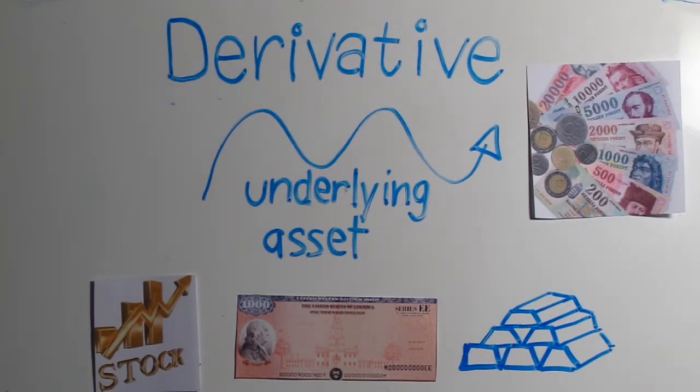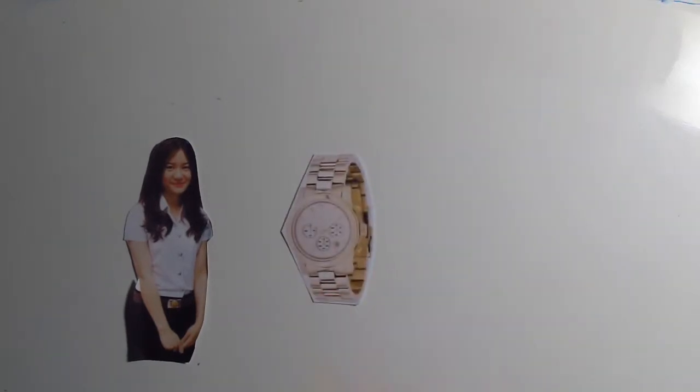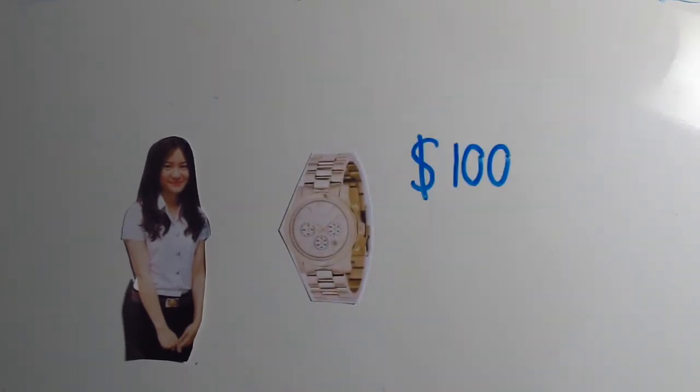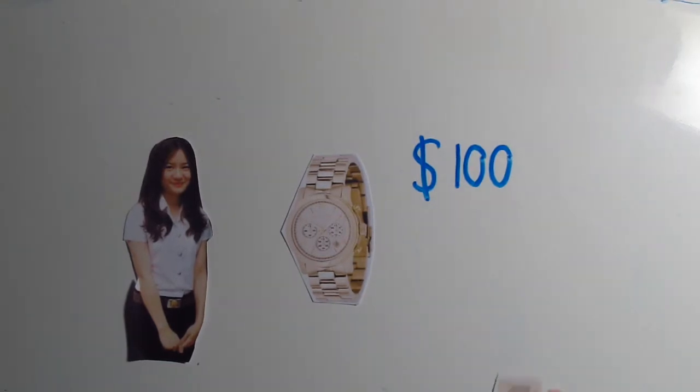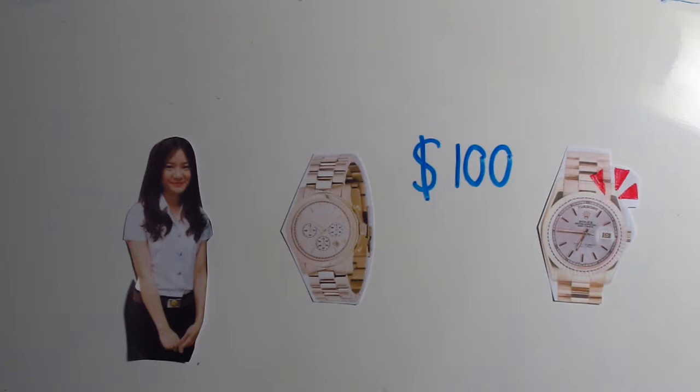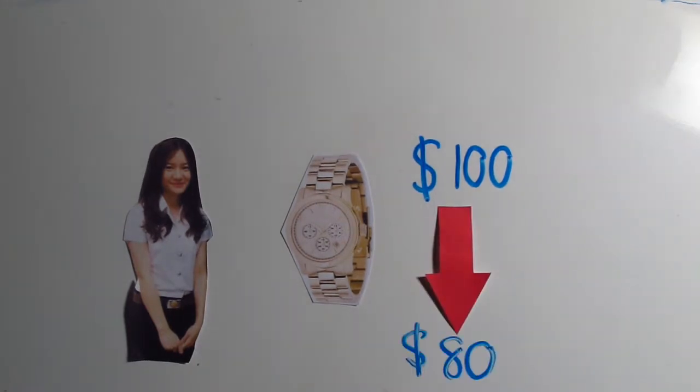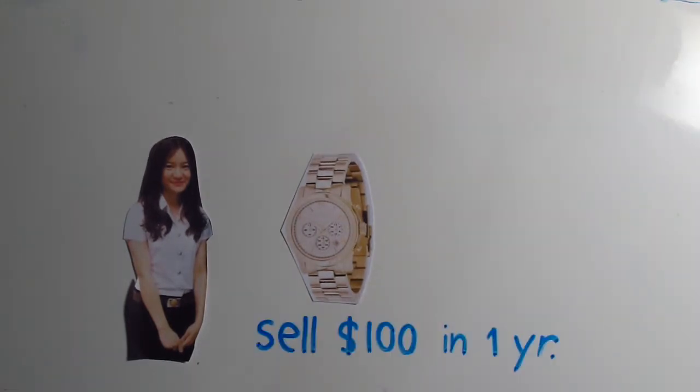To give a clearer picture, consider an example of Miss A and Miss B. Suppose the current market price of Miss A's gold watch is $100. However, Miss A believes that the watch company will launch a new model by the end of the year, which lowers the value of her gold watch. She then decides to sell the watch for $100 by the end of the year.